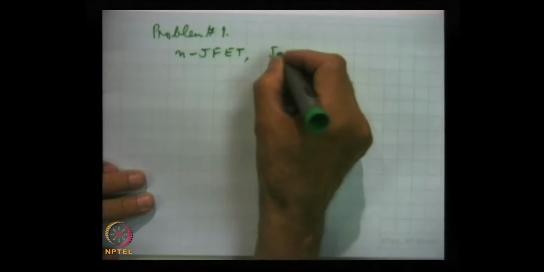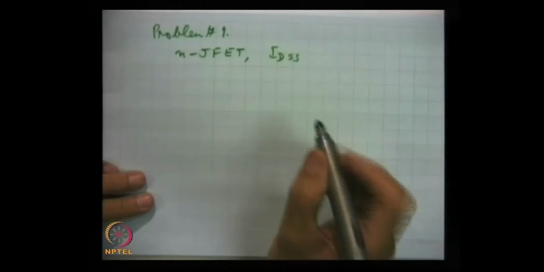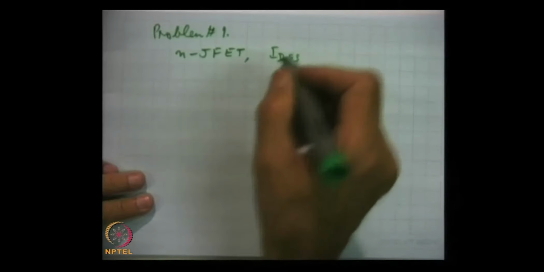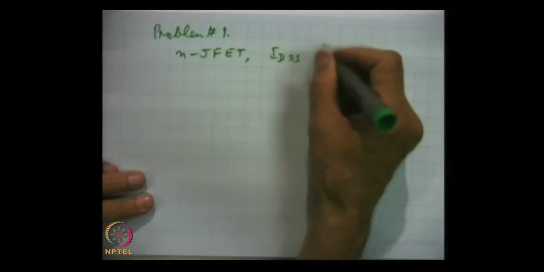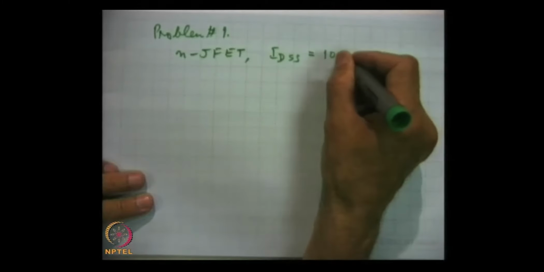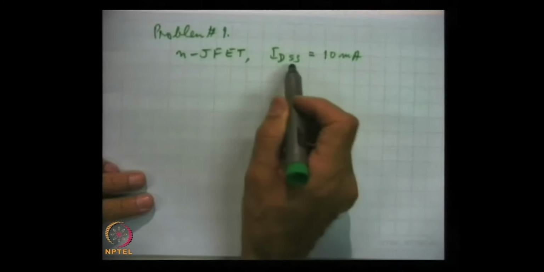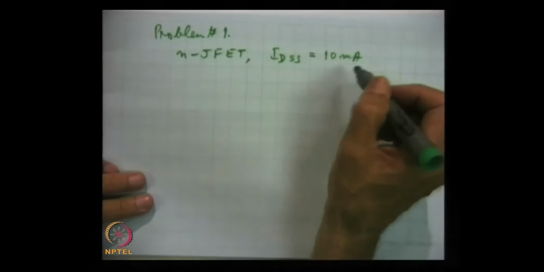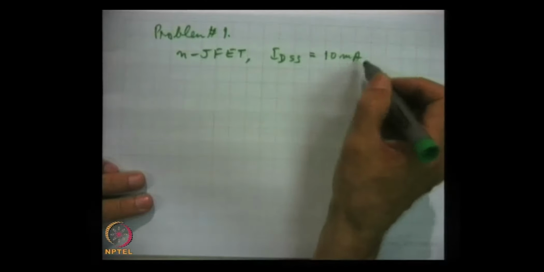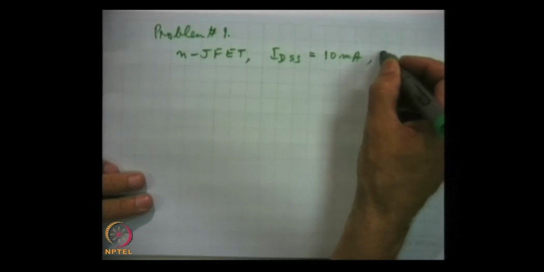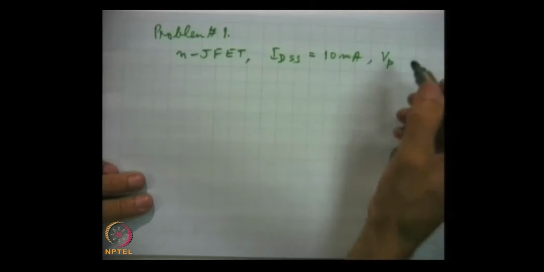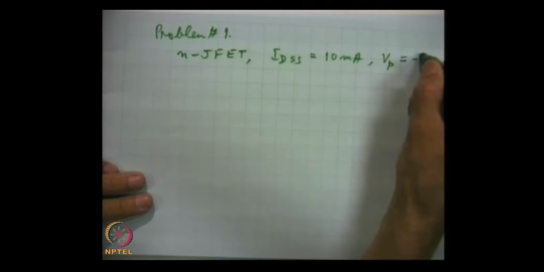For an N junction field effect transistor, the device parameters are: the source drain short circuited current, which is the highest current in the N junction field effect transistor, IDSS, is 10 milliampere for the device, and Vp, the punch through voltage, is minus 4 volts.